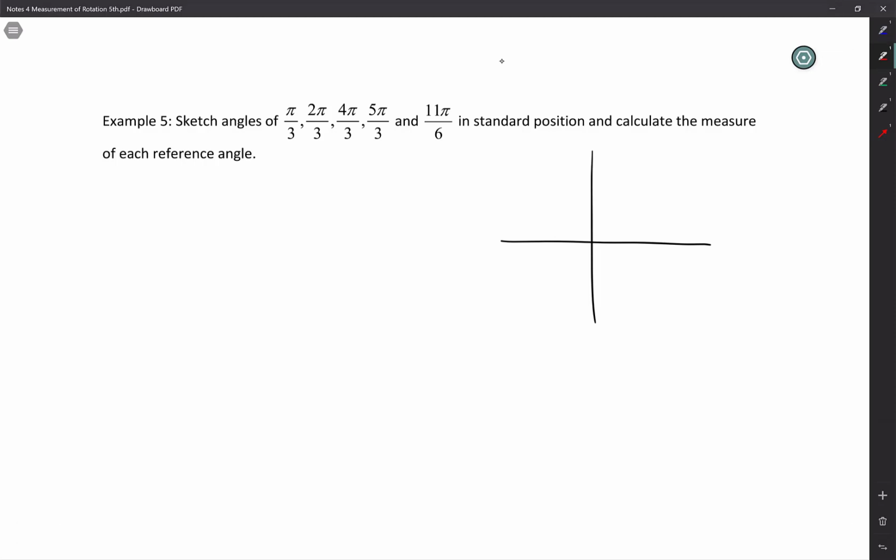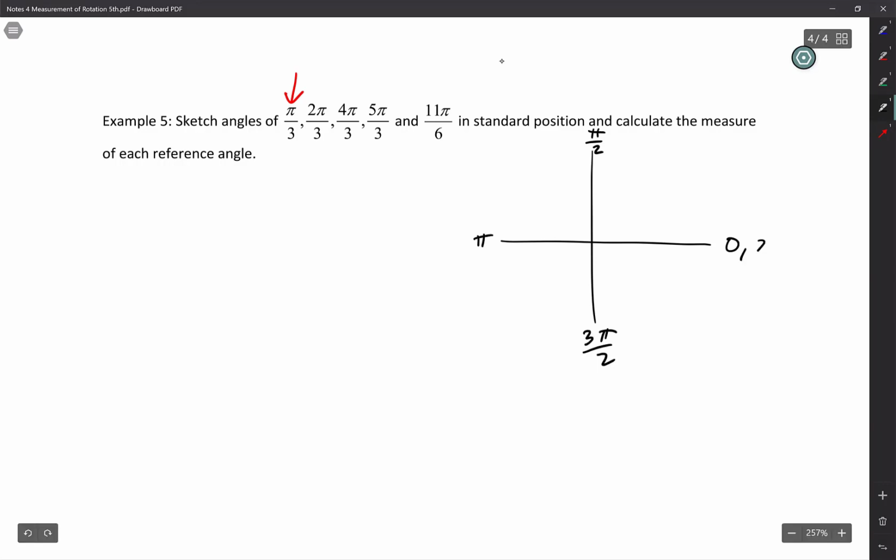All right, so it says sketch angles of pi over 3. Let's see how smart you guys are. Where is pi over 3? Quadrant 1, 2, 3, or 4? I don't know, Chavez, you tell me.